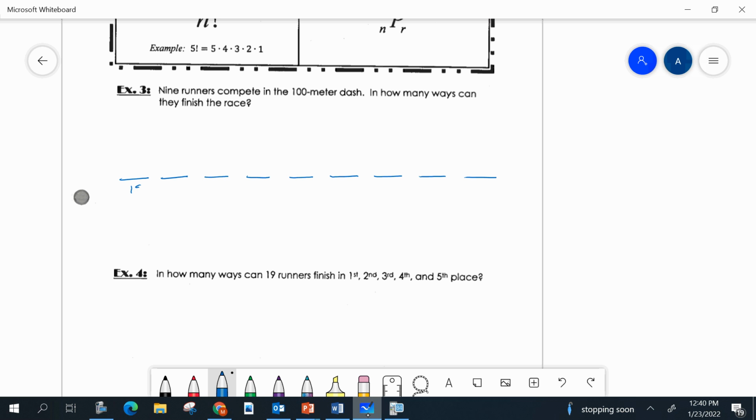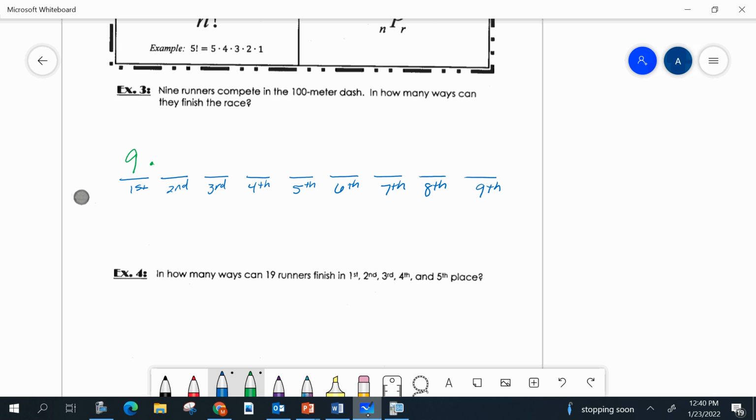Okay? So let's just label that here. It helps me understand what number I'm going to put on the blank if I understand what those blanks mean. So these are the places in the race. Okay? Well, you can imagine all the runners line up and start the race. How many different runners out on the track could possibly be first? Well, any of the 9 runners could be first.